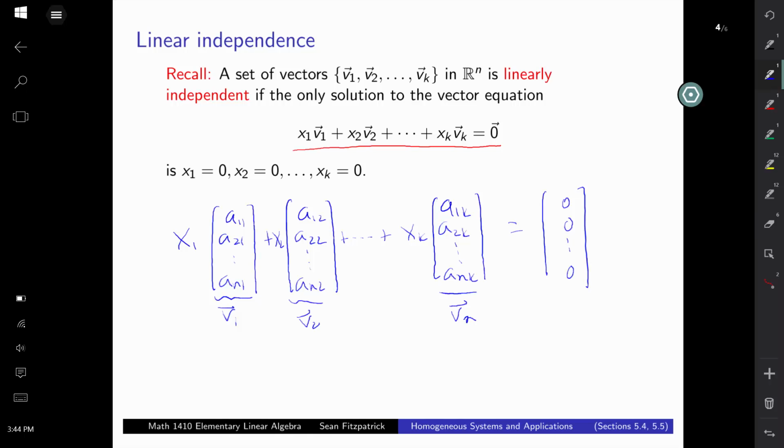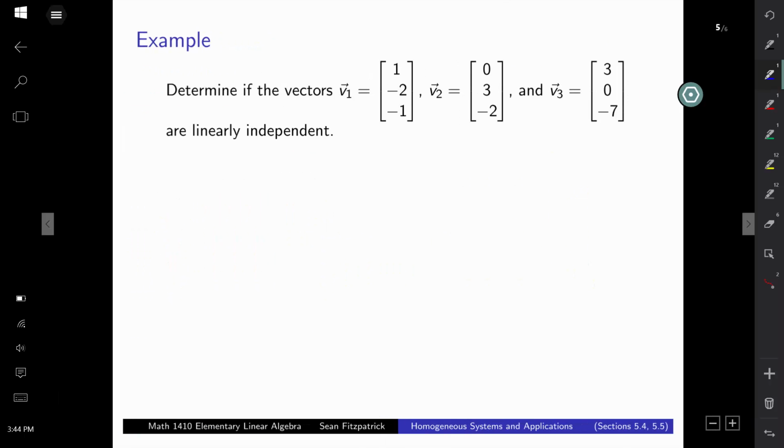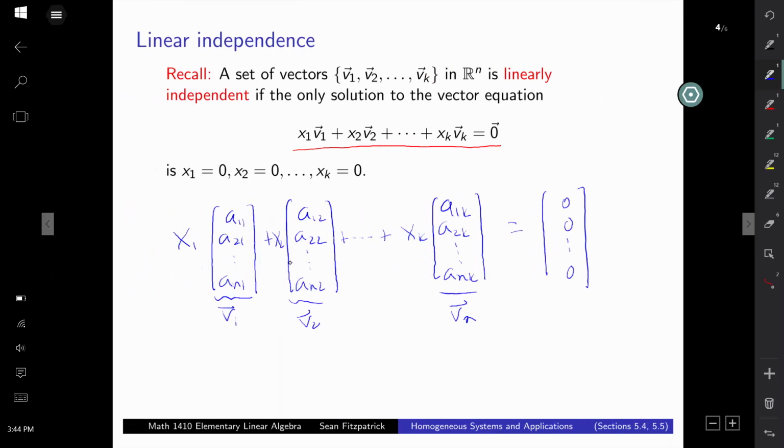a11 times x1 plus a12 times x2 down to a1k times xk equals 0, a21 times x1, and so on. So we've got that homogeneous system sitting there. So determining independence basically amounts to solving a homogeneous system. Let's give it a try. We want to determine if these vectors are independent. Now notice that we solve by reducing an augmented matrix, so let's set up the corresponding augmented matrix.